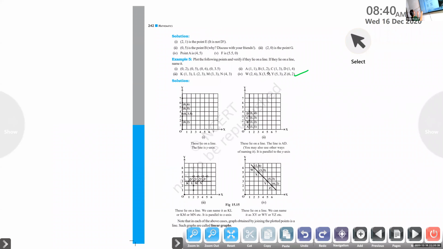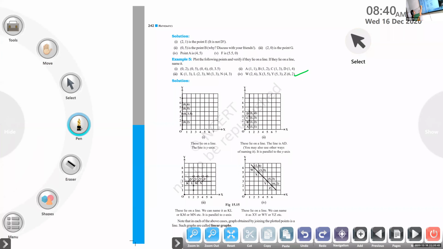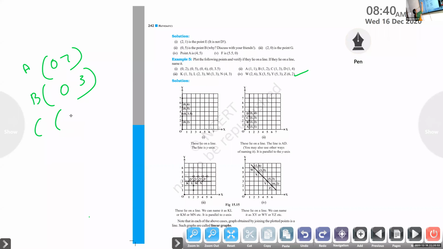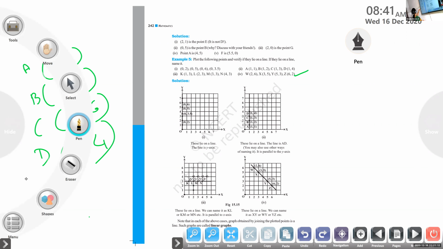The points are A (0, 7), B (0, 3), C (0, 6), D (0, 4). All of you plot these four points on a graph. You take half of the graph paper, take half only. Okay, ma'am. Plot (0, 7), (0, 3), (0, 6), (0, 4).